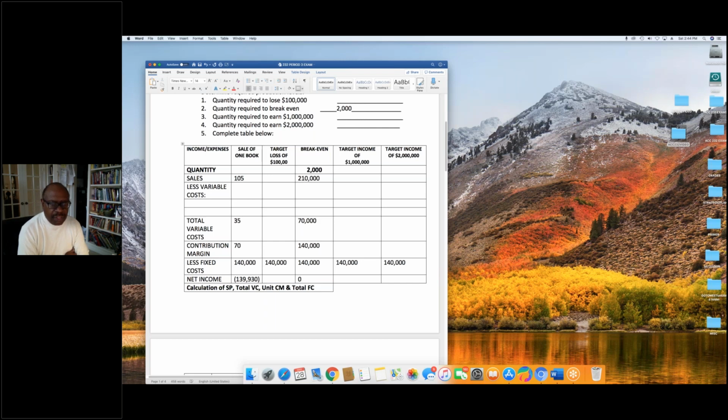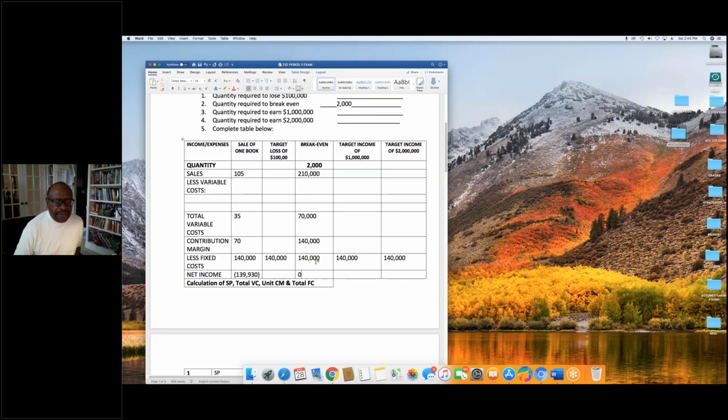We wanted to be able to show that if we sold 2,000 units, we pick up enough contribution margin on those 2,000 units. 70 times 2,000 gives you 140,000. So a shortcut method of proving this would have been just to multiply the 70 times the 2,000, and that would give us the 140,000. We have now covered our fixed costs, and so our company can break even.